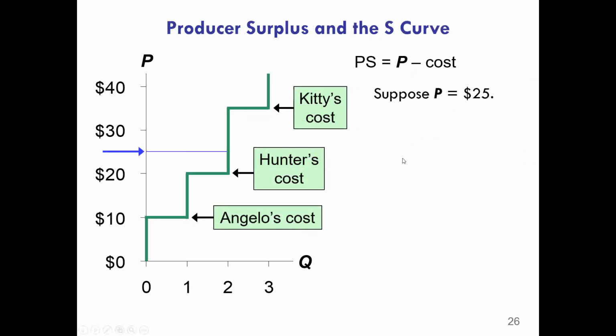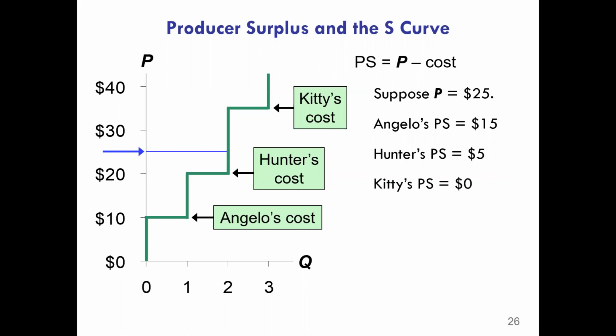And so suppose price is $25. Then Angelo's producer surplus is $15 because Angelo produces at a cost of $10, and Angelo will receive $25 if he supplies. And so the difference between the price and the cost is $15. Hunter's producer surplus is $5 because Hunter's cost of production is $20. That subtracted from the price of $25 is $5. And Kitty's producer surplus is 0 because Kitty's cost of production is greater than the price. And so Kitty will not supply and hence earns 0 producer surplus.